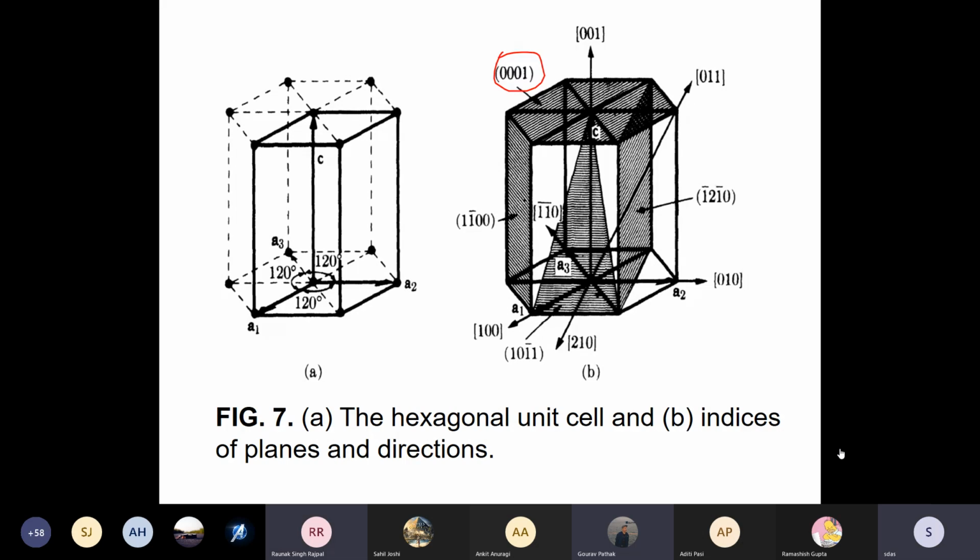Sir, it enables the layers to slide over each other, so it chips off easily. You see, graphite can be cleaved, means cut along a particular plane, and that plane is 0001. Very easy to sharpen a graphite rod.